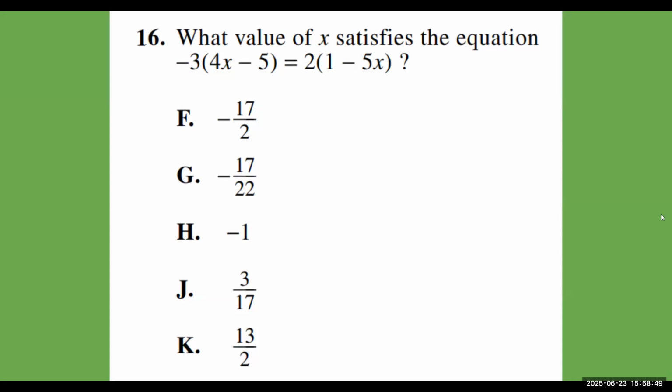What value of x satisfies the equation -3 times the quantity 4x minus 5 closed quantity equals 2 times the quantity 1 minus 5x closed quantity? All right, this question is very straightforward. It wants to know which one of these numbers makes this a true statement, the left side equal to the right side. So you literally could just plug in your answer choices.